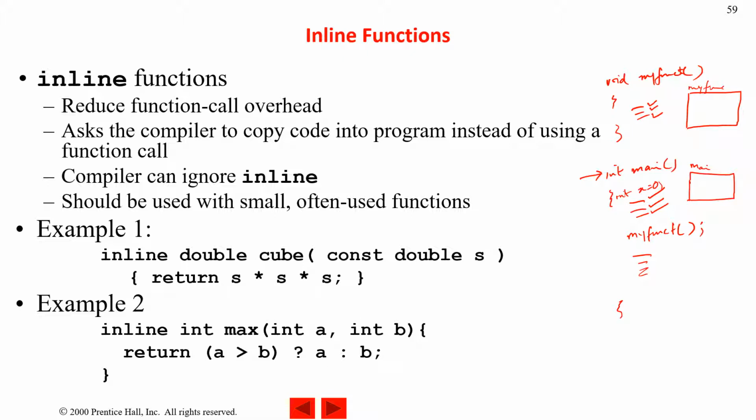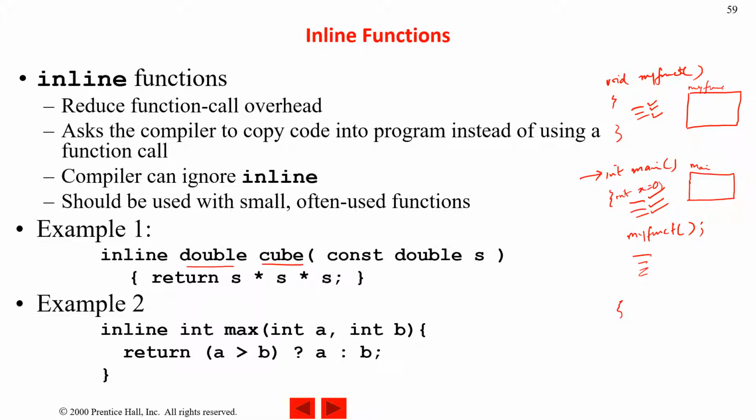However, in some cases, when the function is small, for instance, consider this function. This function only takes a variable s and then returns the cube of that variable. So simply s into s into s. So it multiplies the same variable 3 times and returns the value, and it's of type double. So this is how the function normally looks like.